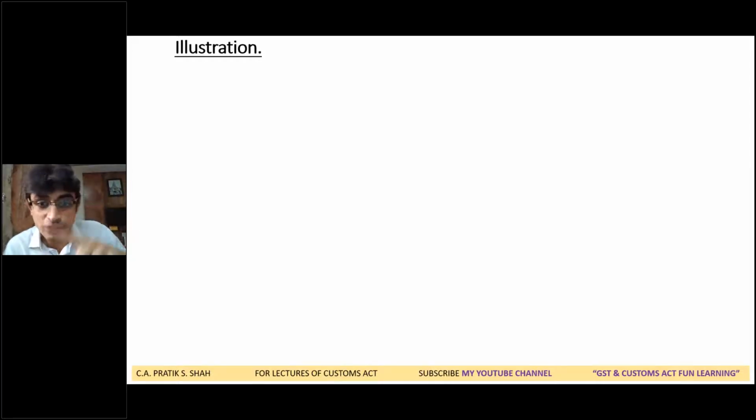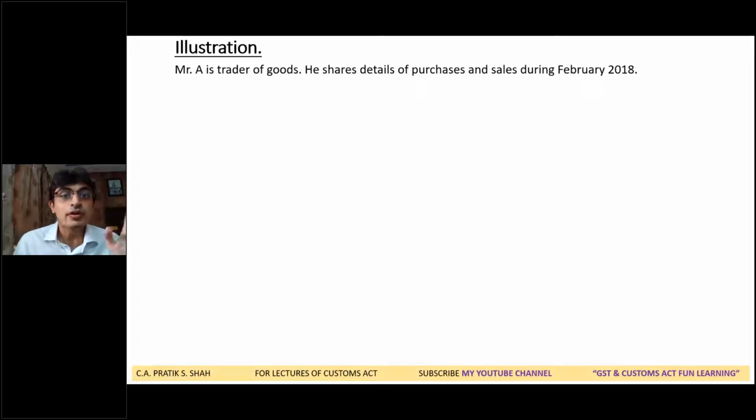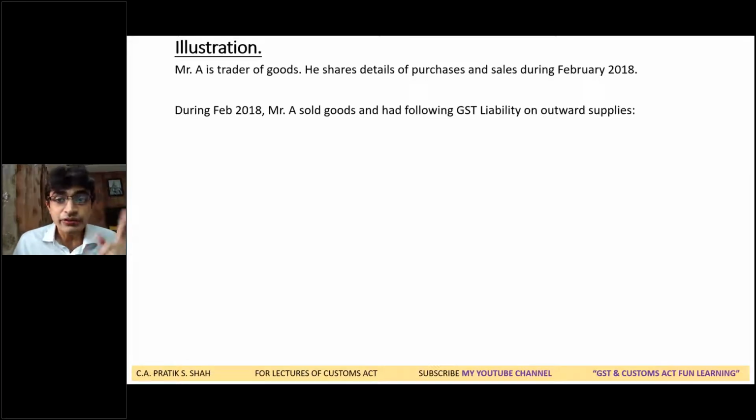I will take you to the GST portal and I will explain ledger-wise how to incorporate this. Okay, so first I want an answer from you. Please answer me. See this question number 1 in front of you. Suppose I am a trader of goods. I am giving details of purchase and sales during Feb 2020, not 18, it is 20. During Feb 20, I had sold goods.